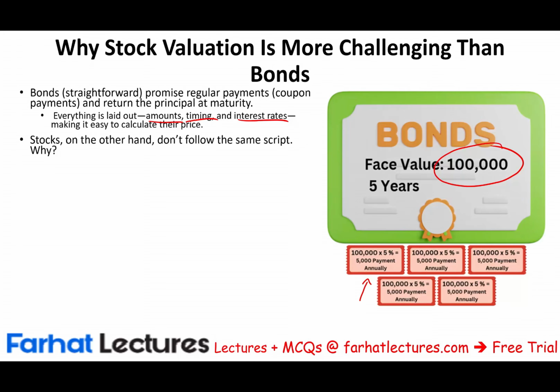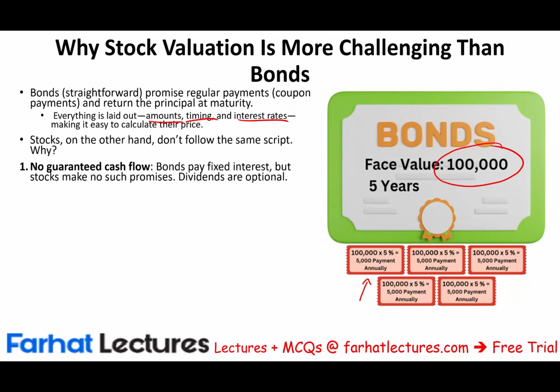Why? The first thing is there's no guaranteed cash flow. Bonds pay fixed interest because that's in the contract. They promise you this. When you buy the bond, you are lending them money and they need to pay you a certain amount of money back in the form of interest. It's a fixed payment. Stocks don't make such a promise, and dividends are optional. Even if the company makes a profit, if the board of directors decides not to pay dividends, you have no dividend. So that's one problem with valuing stocks.